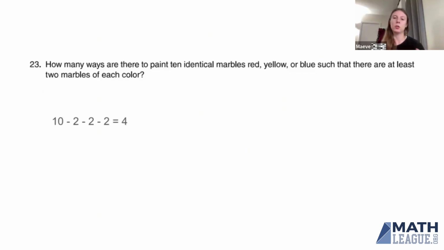So this is a good way to think about this kind of problem. Often you want to fulfill the conditions that you have first. We know there are 2 marbles of each color, so we get that checked off. And now we've got these 4 marbles that we can do whatever with. So they can be red, they can be yellow, or they can be blue.